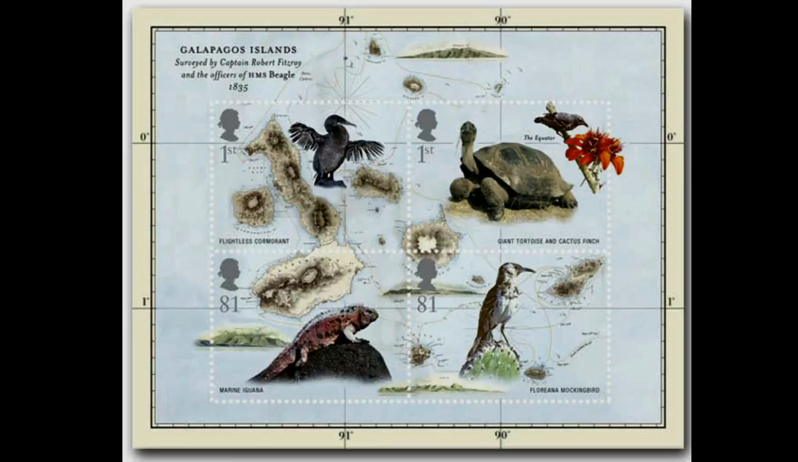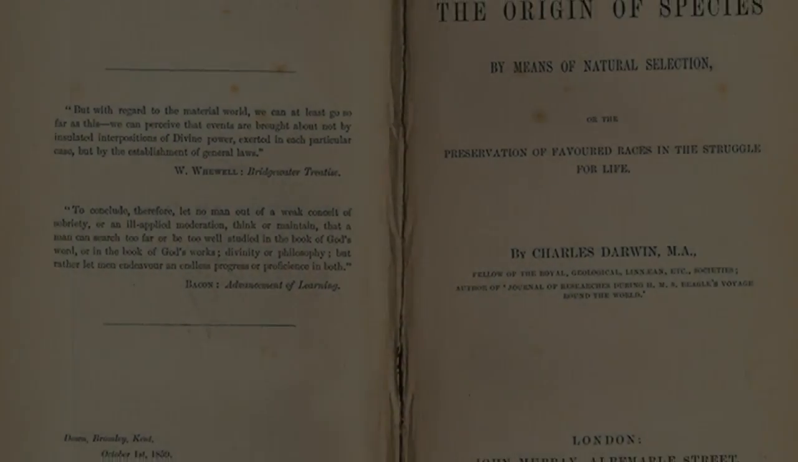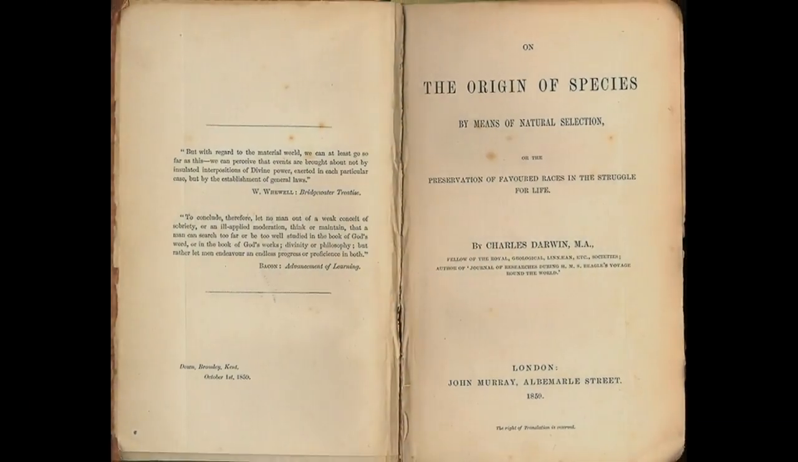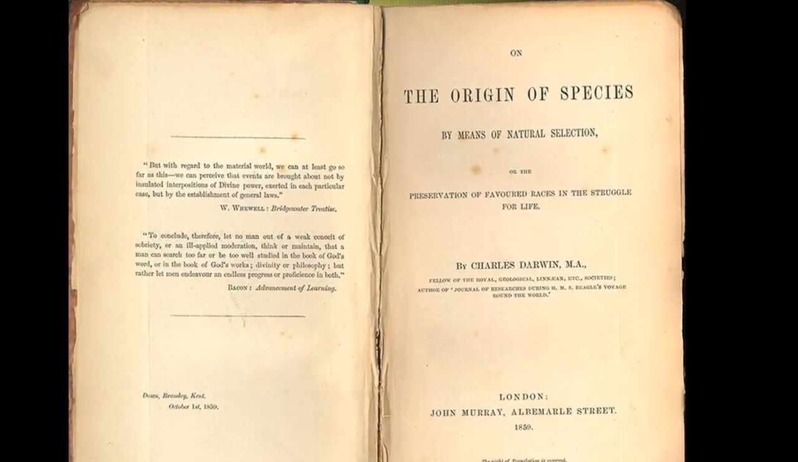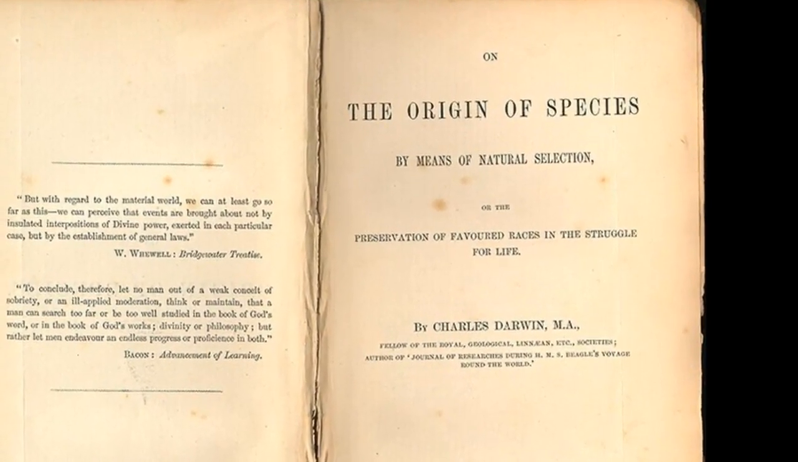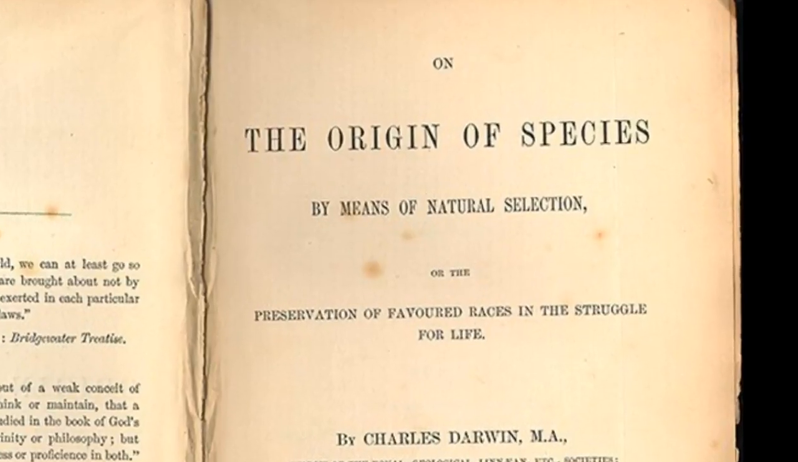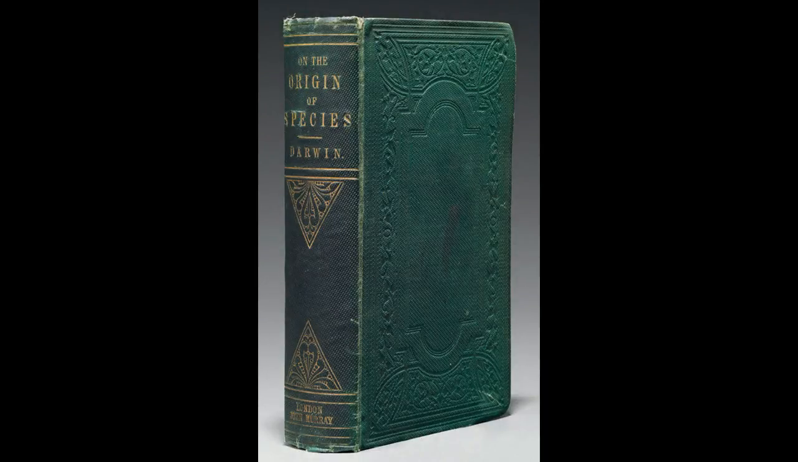The changes that he had observed made people understand that everything in the natural world is changing. Darwin's book entitled On the Origin of Species was published in 1859, 20 years after his voyage. Its full title is On the Origin of Species by Means of Natural Selection. A total of 1,250 copies were printed.